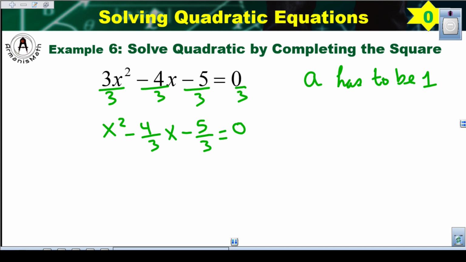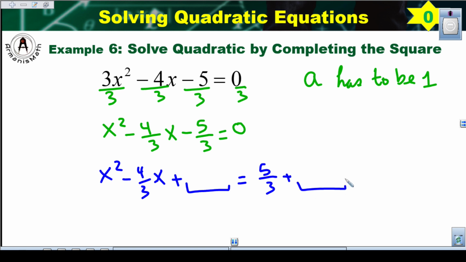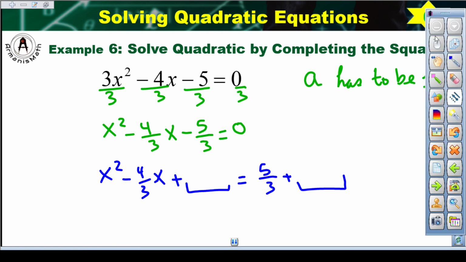So what you need to do here is, again, do the same procedure. You're going to separate that c. I'm going to add this 5/3 to both sides. So having done that, I'm going to end up with x squared minus 4 over 3x plus a bucket equals 5/3 plus a bucket. Remember, I added 5/3 to both sides. So how do I fill in the bucket?